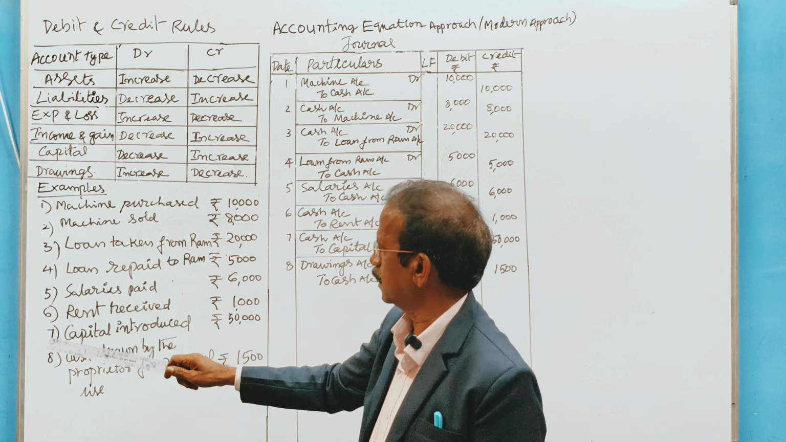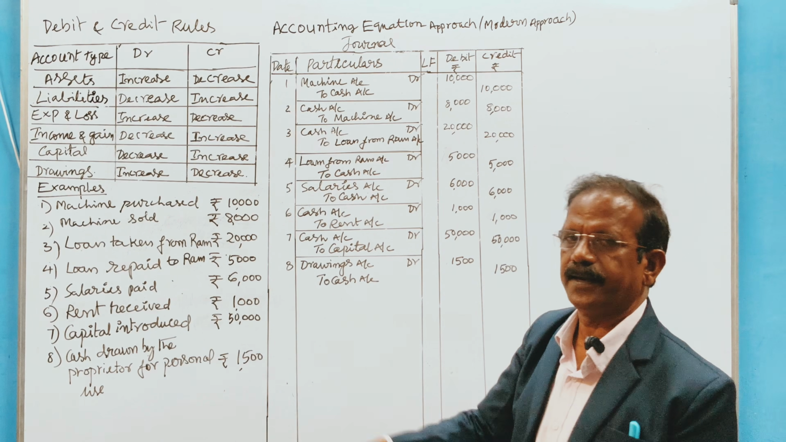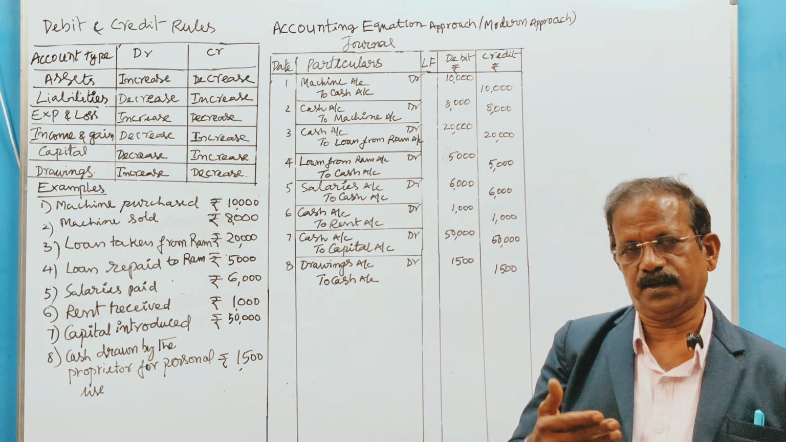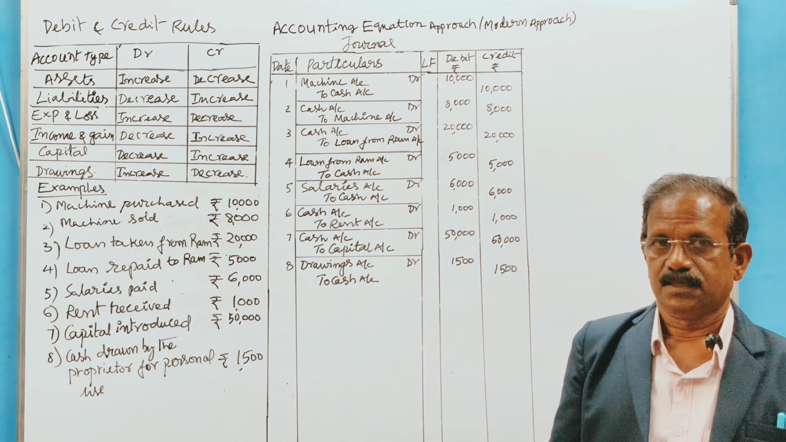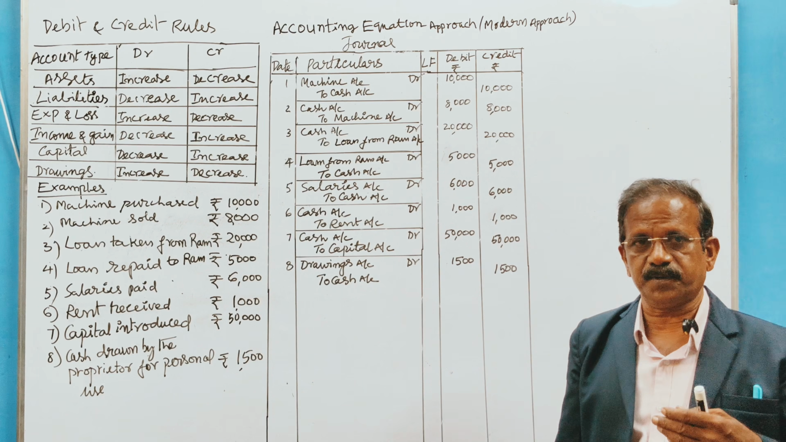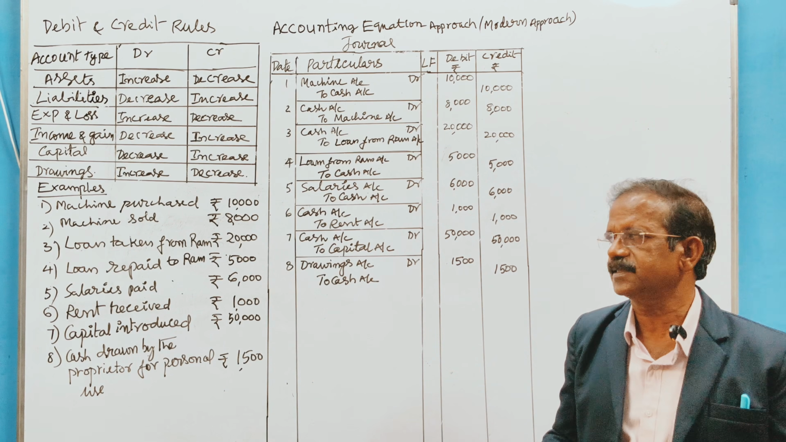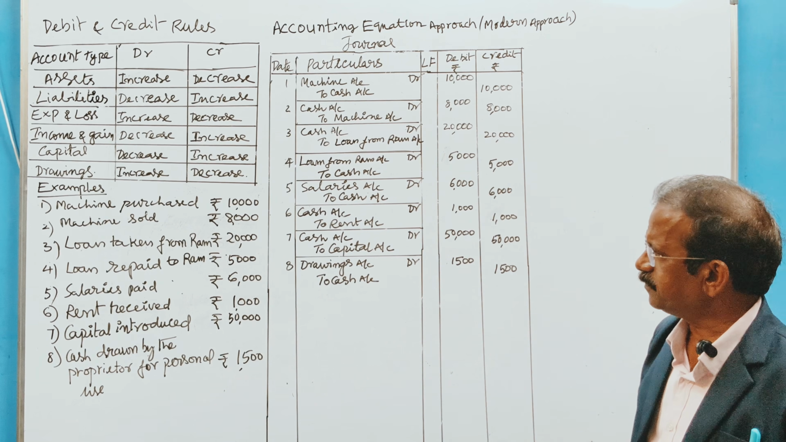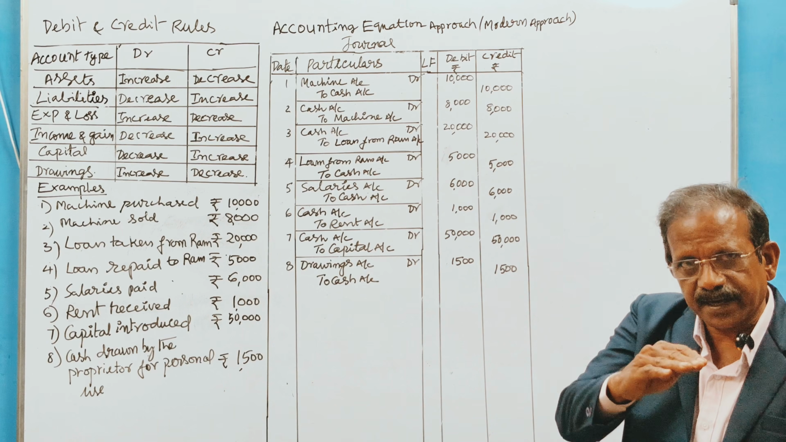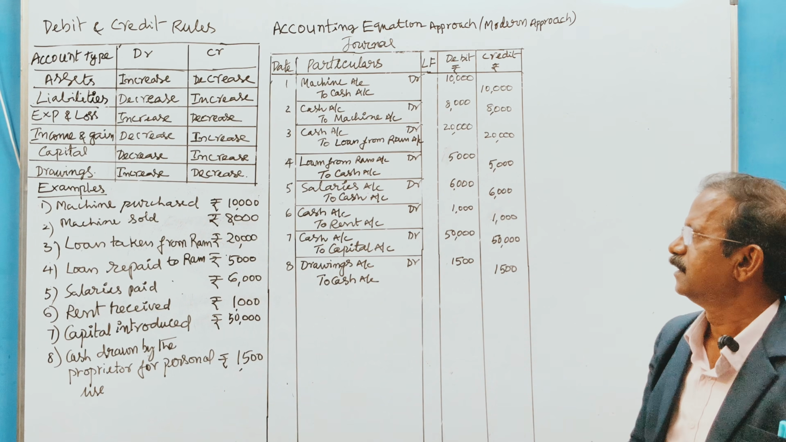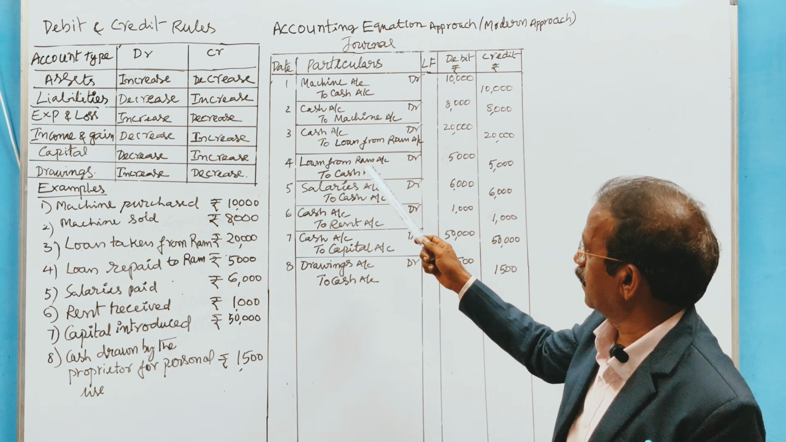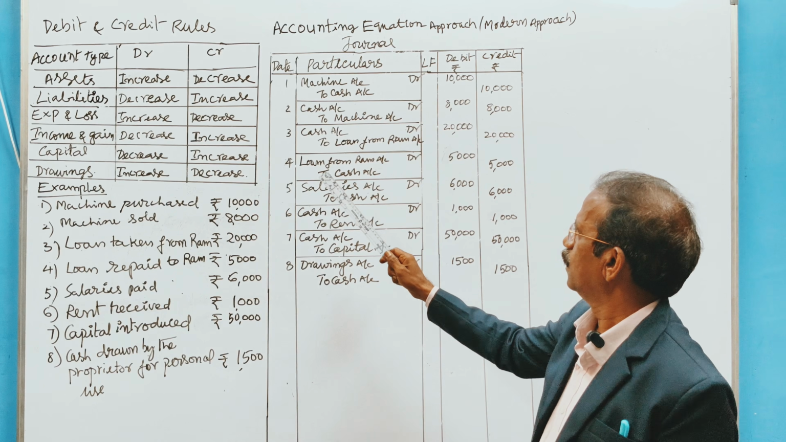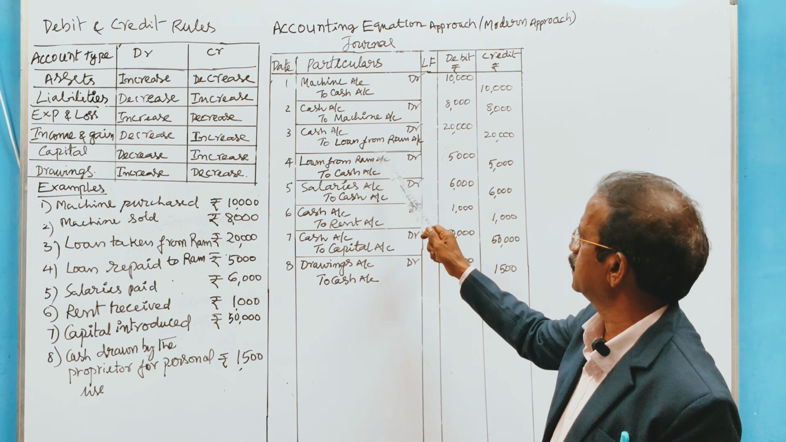Coming to fourth example, loan repaid to Ram. Loan repaid to Ram means cash is going out. Cash is an asset. So, cash account is to be credited. Why? Cash balance is decreasing. So, cash account is credited. At the same time, the loan amount is being reduced because we are repaying it. So, since it is a liability and it is decreasing, loan account should be debited. Loan from Ram account. The same account is repeated.